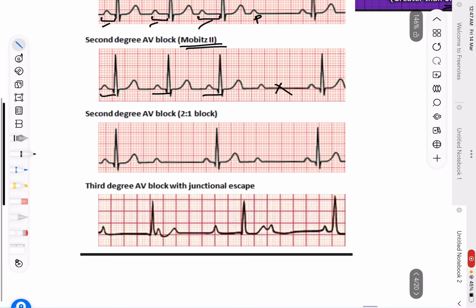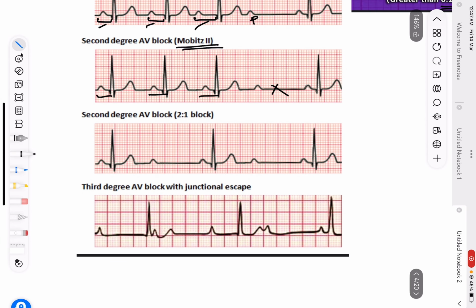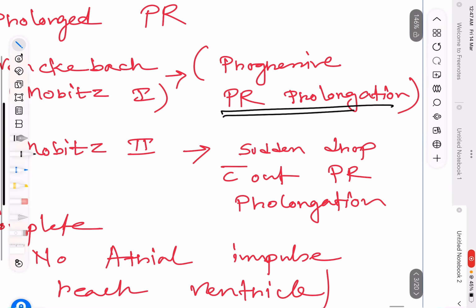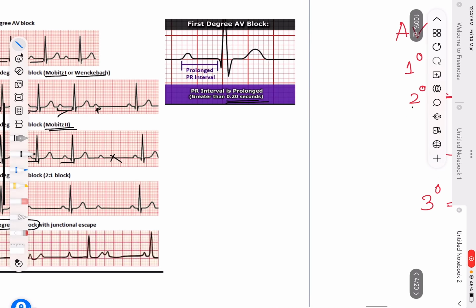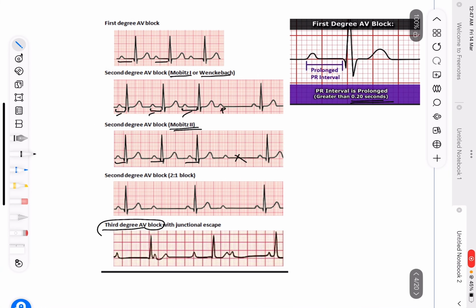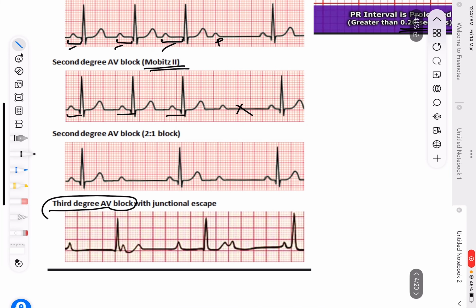In third degree heart block, in third degree AV block, you see no atrial impulse reaching the ventricle. Okay, see, the P wave is not followed by QRS. Here also the P wave is not followed by QRS. Here also the P wave is not followed by QRS. Okay, we see separate QRST.